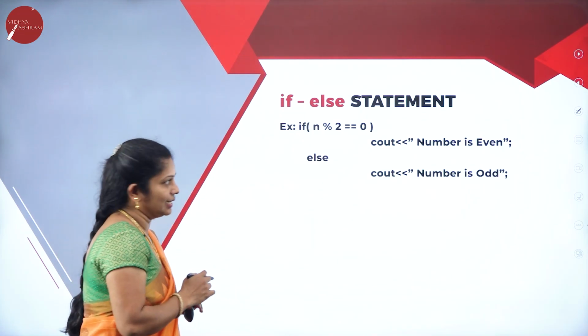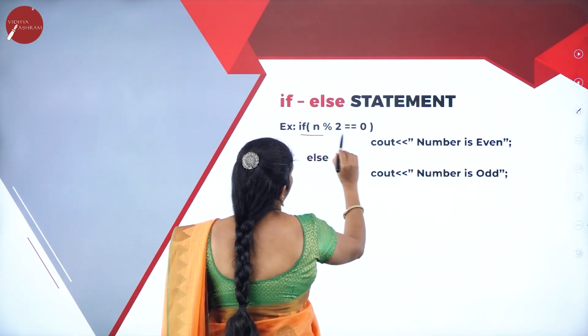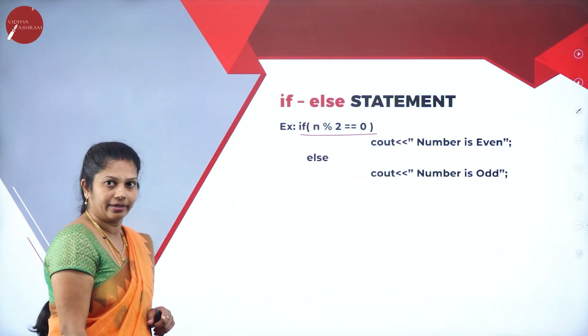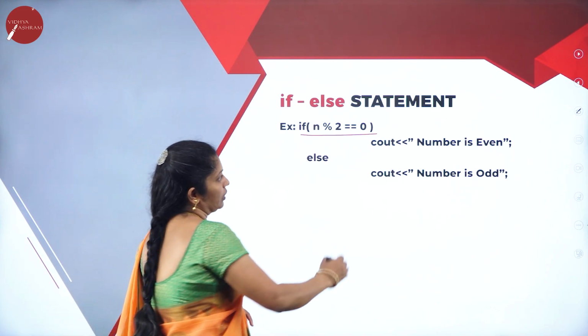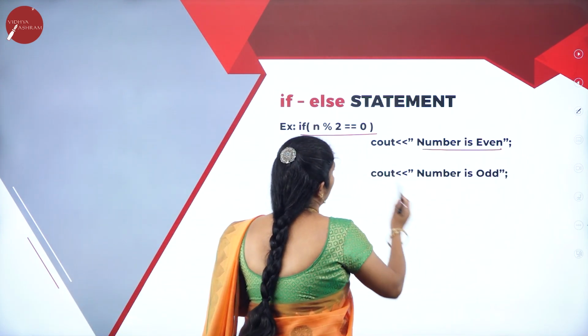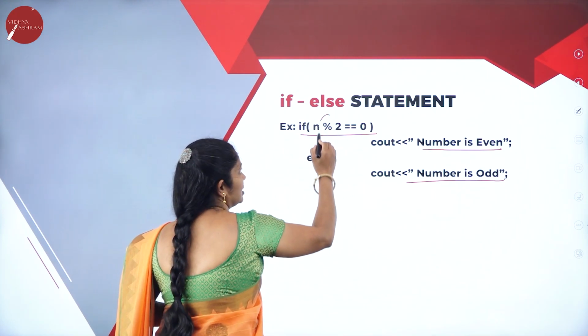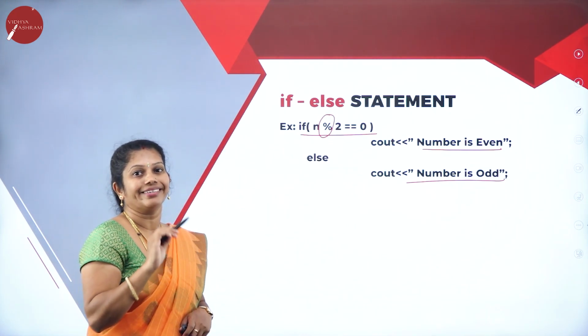Now, we'll explain one example. For example, if n % 2 is equal to 0, that means if the remainder is equal to 0, then the number is an even number. Otherwise, else, the number is an odd number. This percentage symbol is used to find out the remainder.